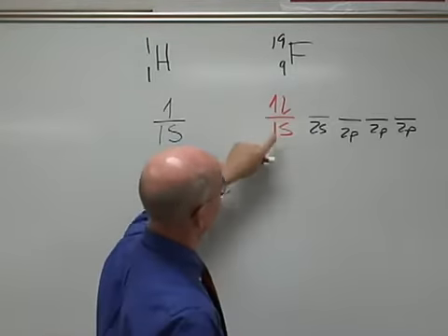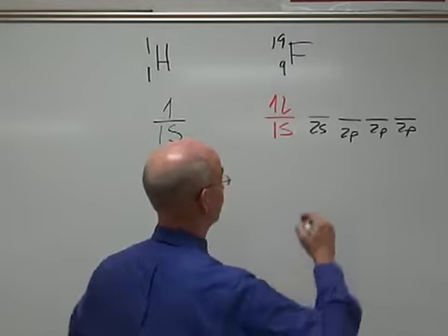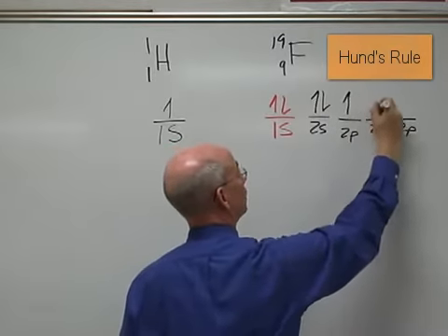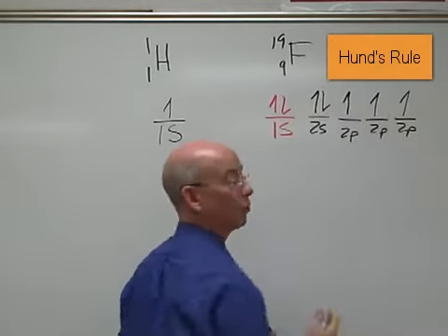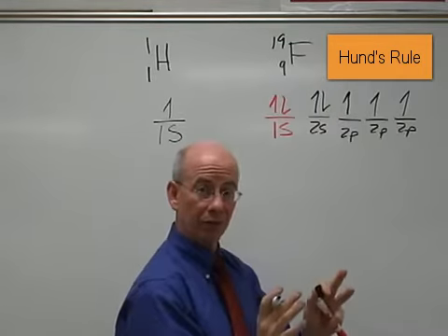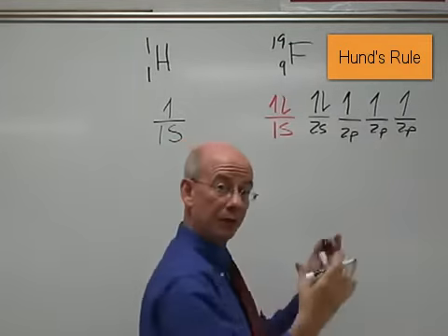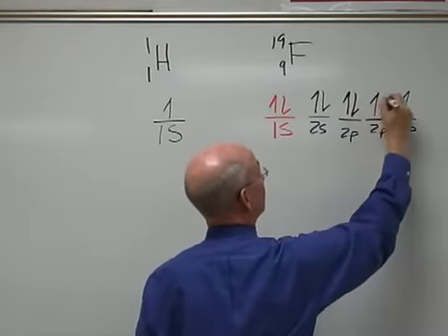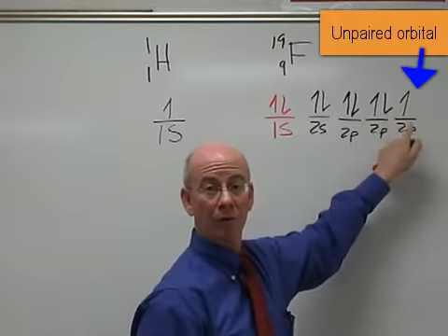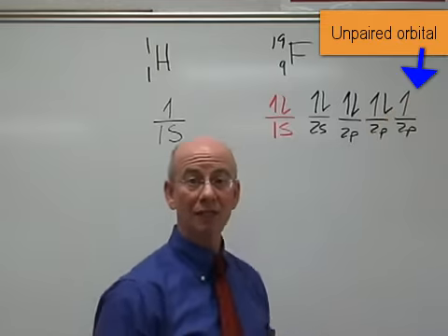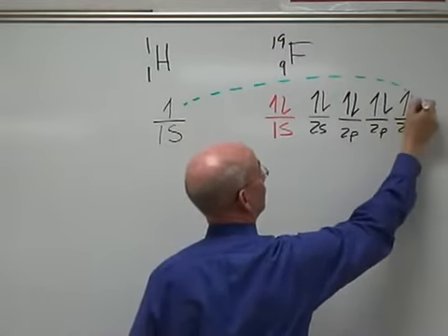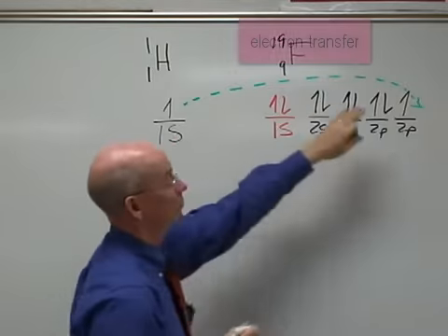We have 9 electrons, 2 went here, so we have 7 left. So 2 more go here, and then we count them. 1, 2, 3, that's 5 more. We have 2 left. Notice Hund's rule. In the same sublevel, you have to split up the electrons because they repel. There's our valence. This is an unpaired orbital. That's where fluorine wants its electron. There's a pretty easy solution. This electron could go there.